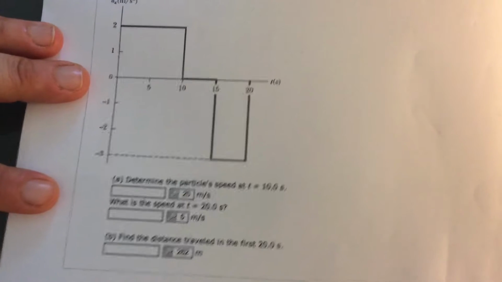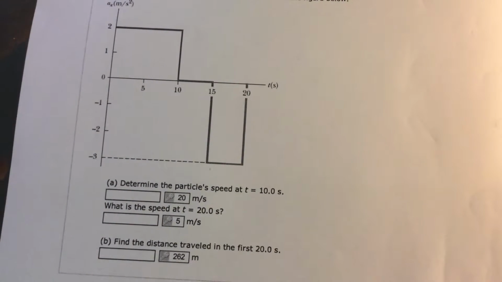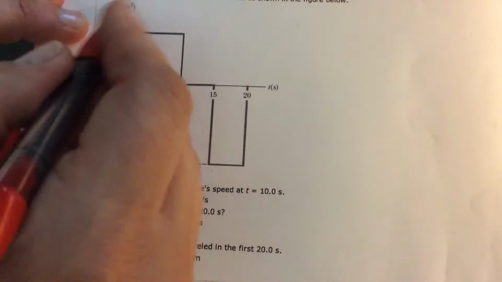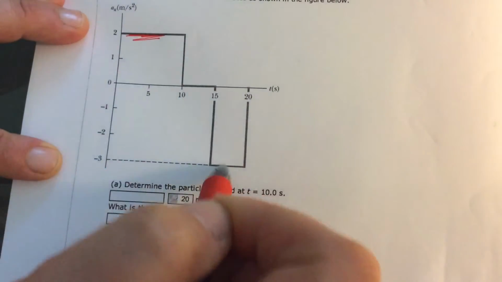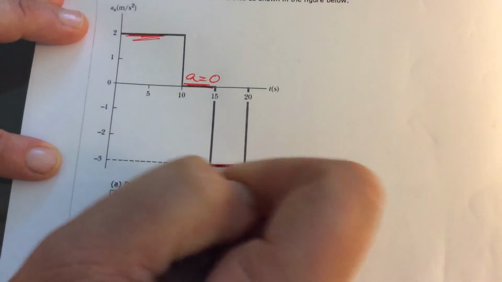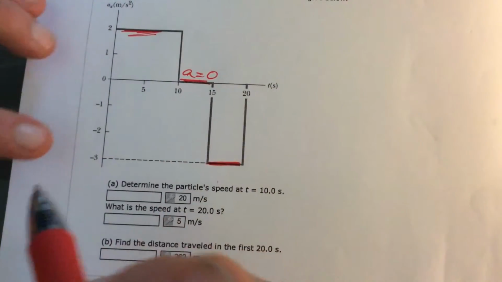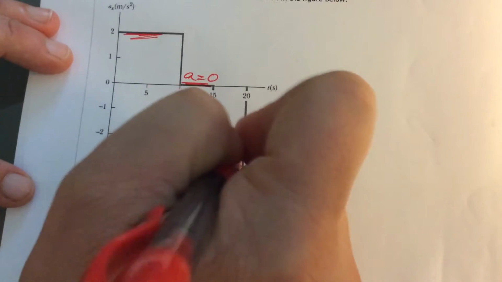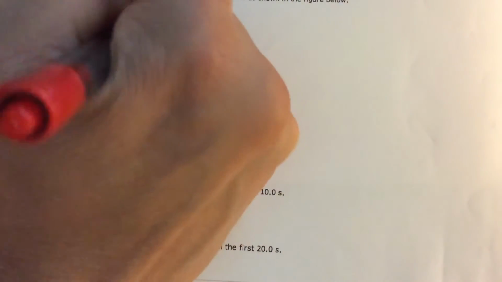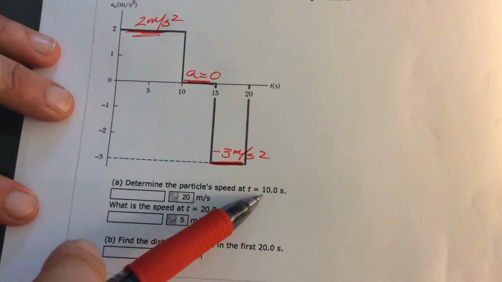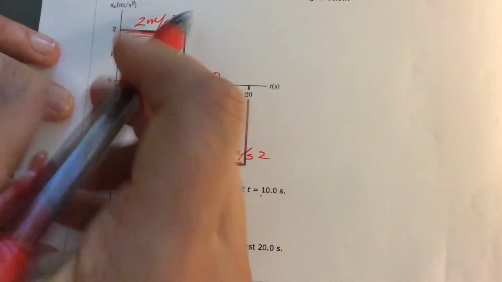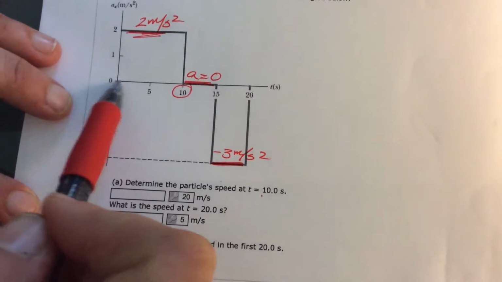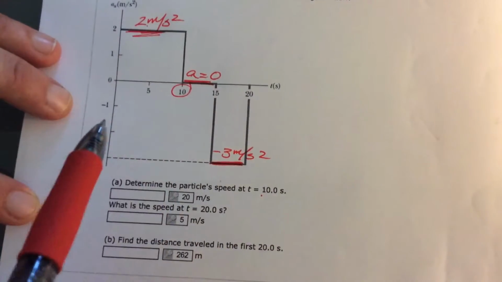Let's move on to number two. Number two looks tricky at first because it's a graph and it's an acceleration graph. But if you'll notice, we have constant acceleration here. It's 0. And you've got a constant acceleration down here. In my case, I don't know if all the graphs are the same or not, but mine's -3 meters per second squared. This one's 2 meters per second squared. Okay, so determine the particle's speed at 10 seconds. Well, at 10 seconds, it's been accelerating the entire time at this constant positive acceleration.